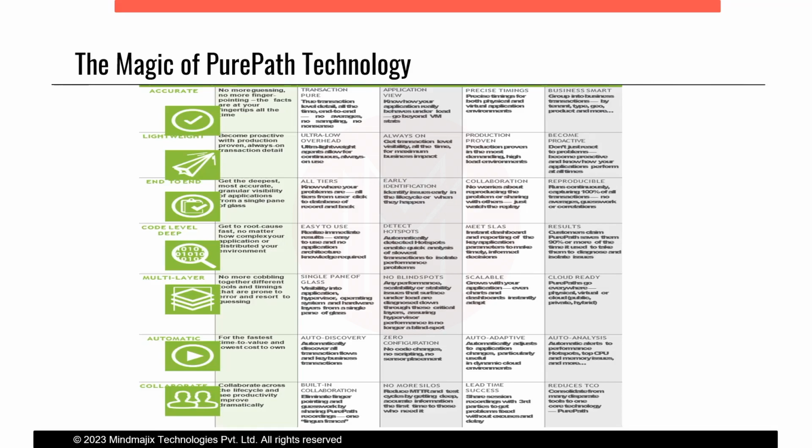We can get the deepest and most accurate granular visibility of applications from a single pane of glass, get to the root cause faster, no matter how complex the application or distributed environment is. No more clubbing together different tools and timings that are prone to error and resorting to guessing. For the fastest time to value and lowest cost to own, this PurePath technology would be useful for any application owner or the company that would be using it.